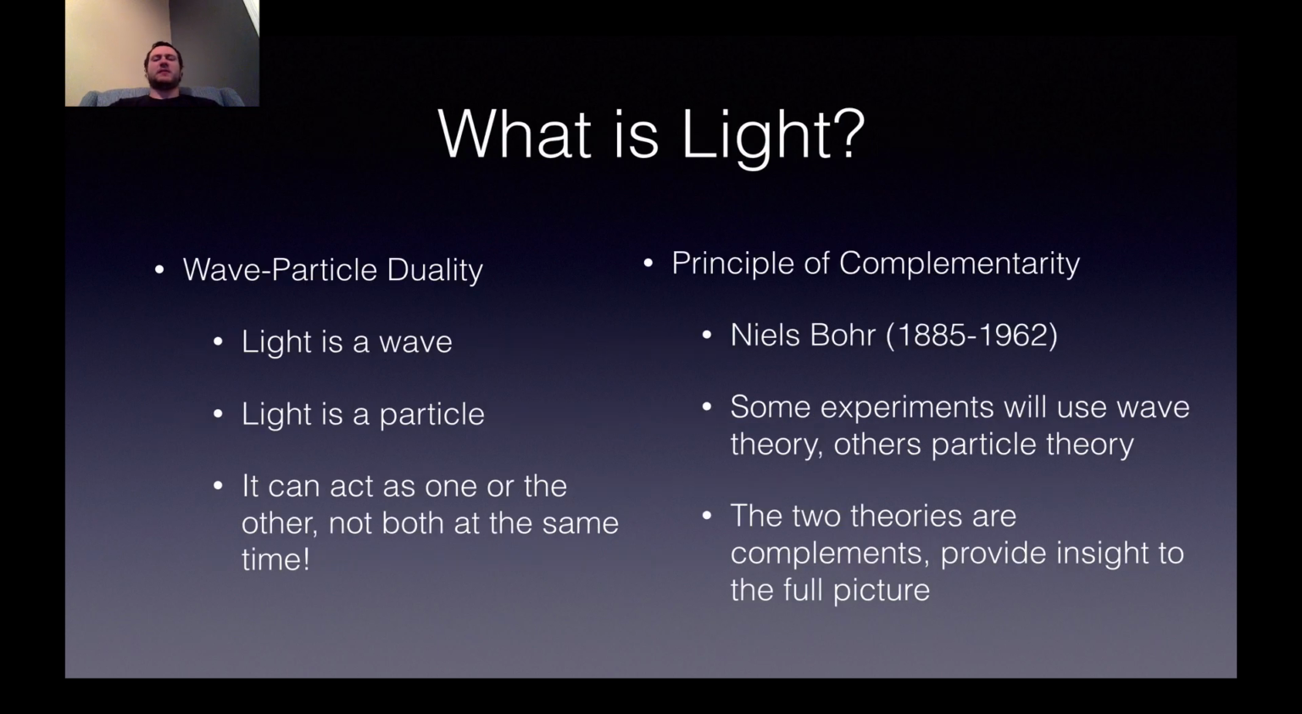So ultimately, what is light? What is it? We have what's known as wave-particle duality. Light is a wave, light is a particle. Light can sometimes be a wave, light can sometimes be a particle. Sometimes we like to call them wavicles, just kind of combining the two.